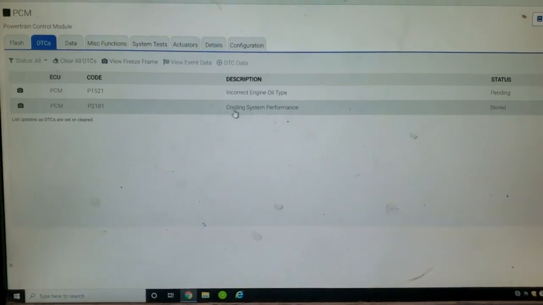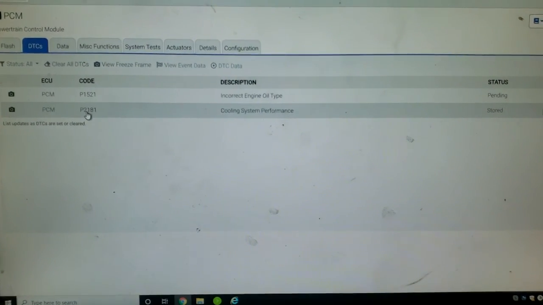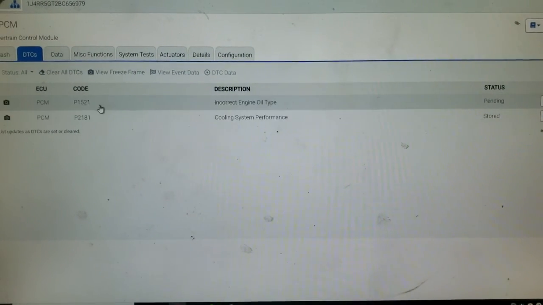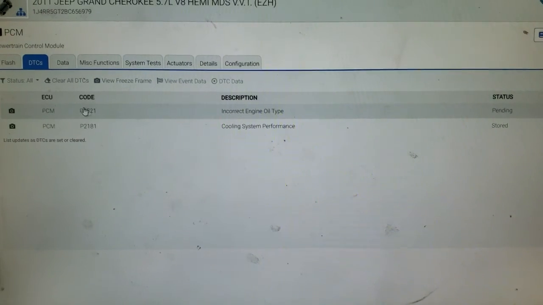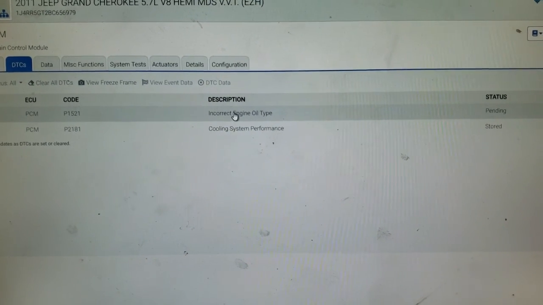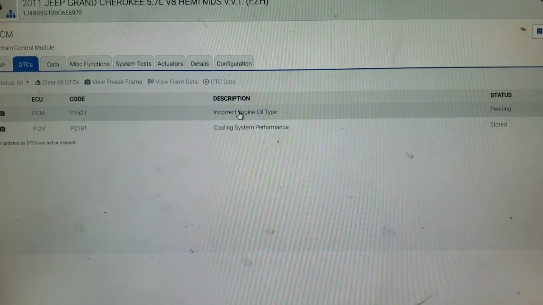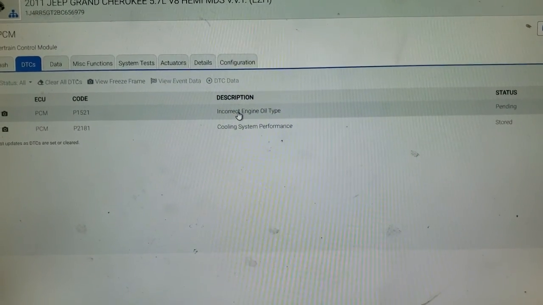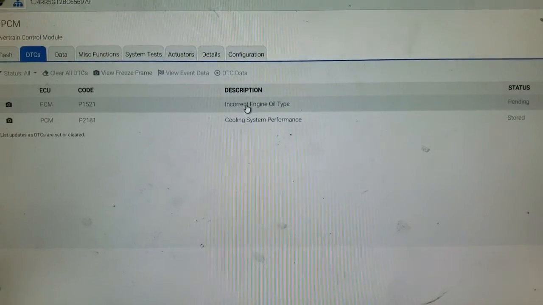Okay, so this code P2181 is responsible for turning the light on, not P1521. I don't even think this will turn the light on. It's just a notice code, a notification, to let the guy that's scanning the car know that you likely have the wrong, incorrect weight of oil installed. All right, guys, let's go back over to the car.